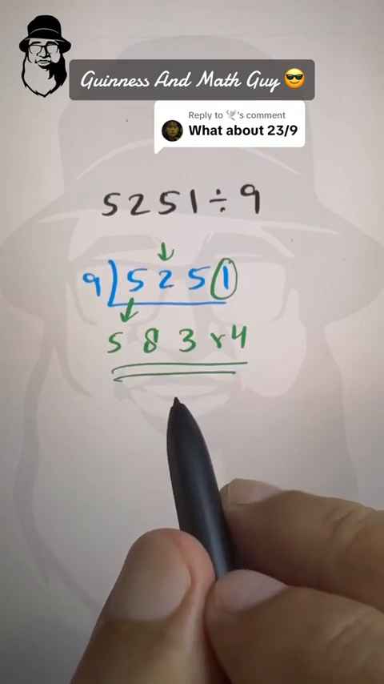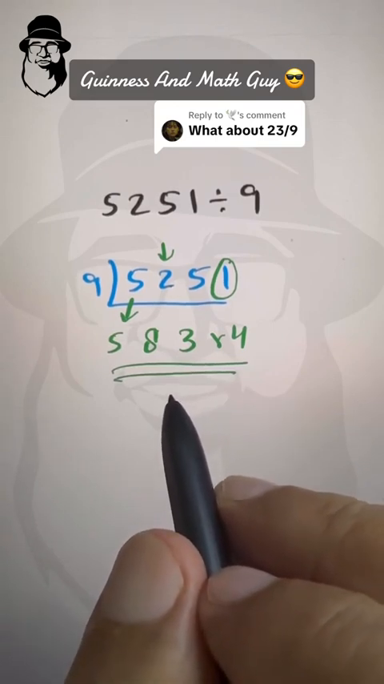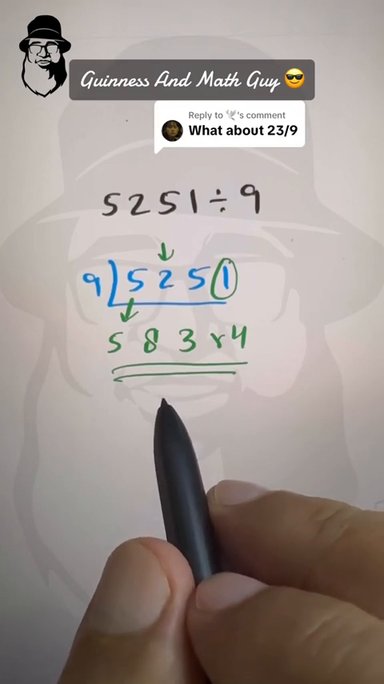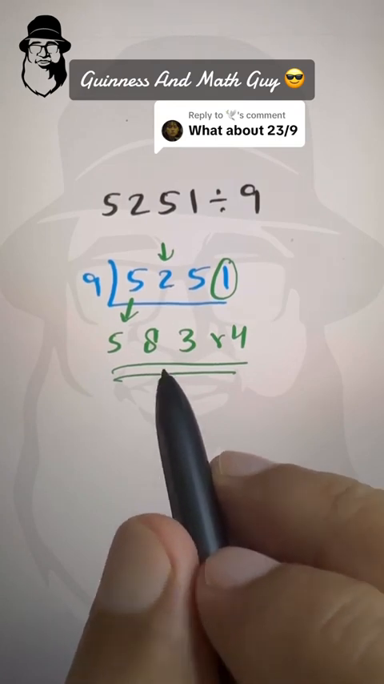Now, this is the easiest way that I know of dividing by 9. Any long digit number you can divide by 9 easily in one line.